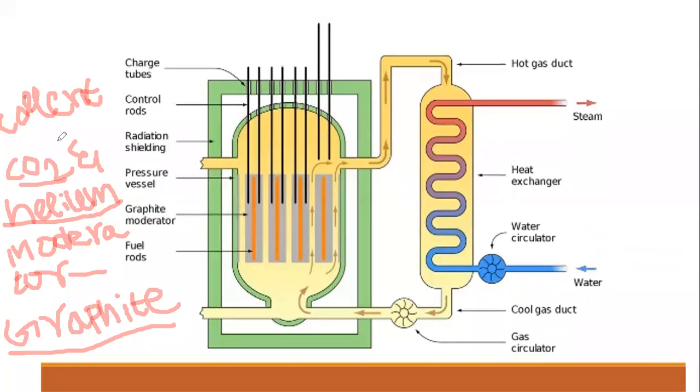A large amount of gas is required because of the heat generated. We use a large quantity of gas for cooling purposes. Graphite as the moderator is less effective than water, so it requires large volume cores.